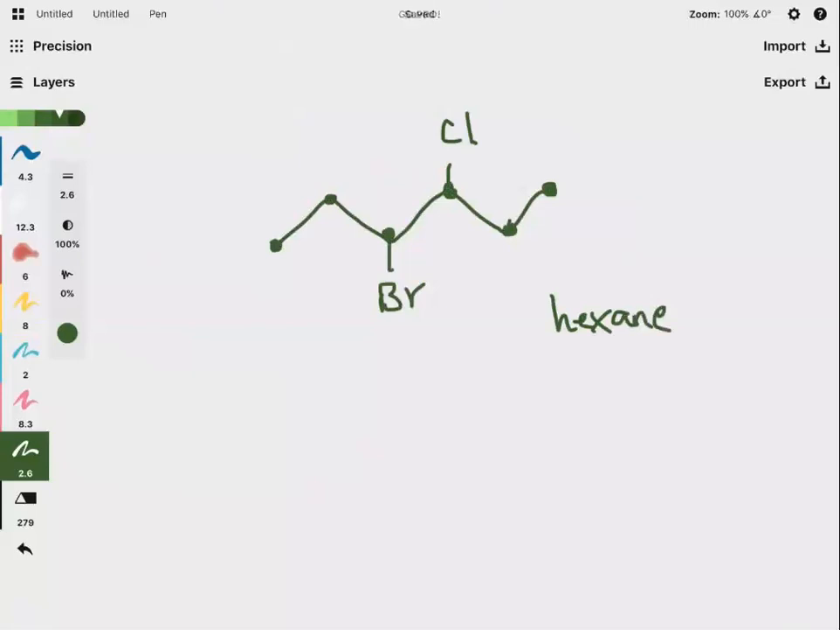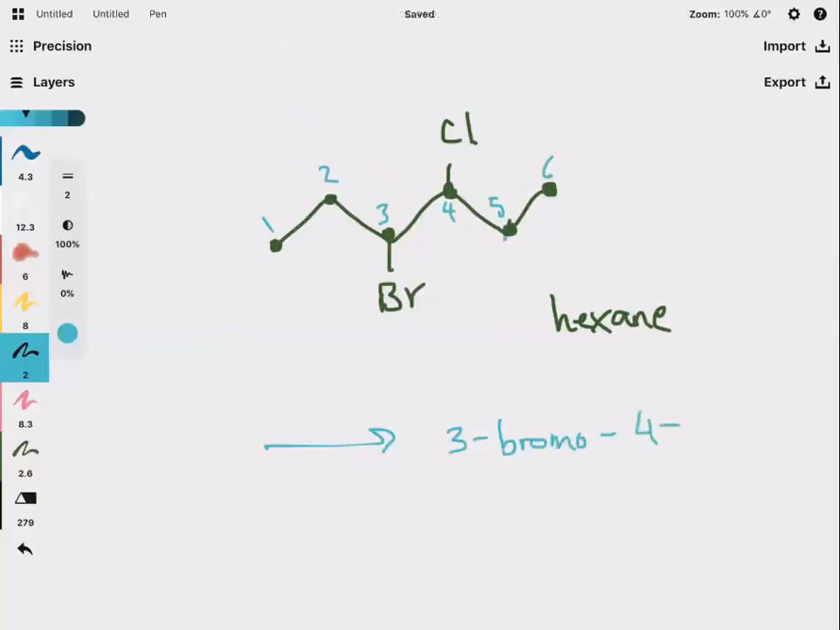And if we start numbering from left to right, let's say, we're going to encounter our first substituent at carbon 3, right? Because this would be 1, 2, 3, and then 4, 5, let's say 4, 5, 6. So we would end up naming it 3-bromo, 4-chloro.